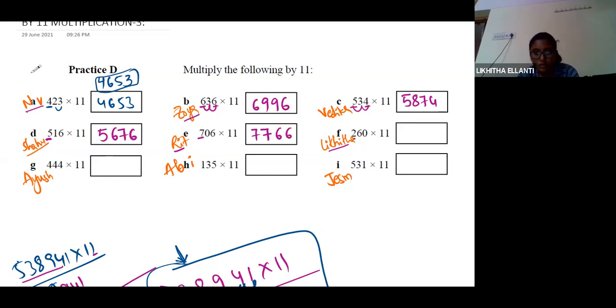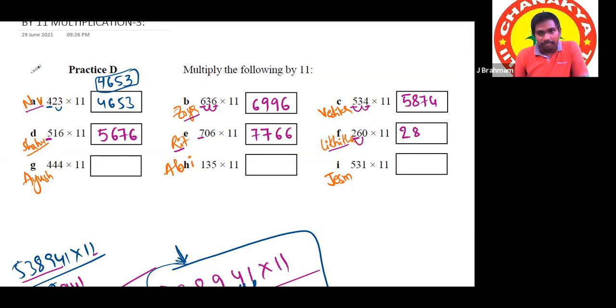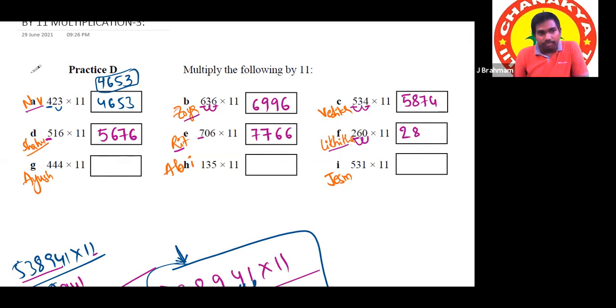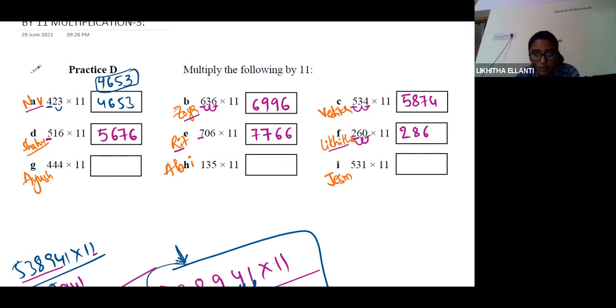Likhita. Yes, first 2. And 2 plus 6 is 8. Then 6 plus 0 is 6. And at the end again 6 as it is, and 0 as it is.